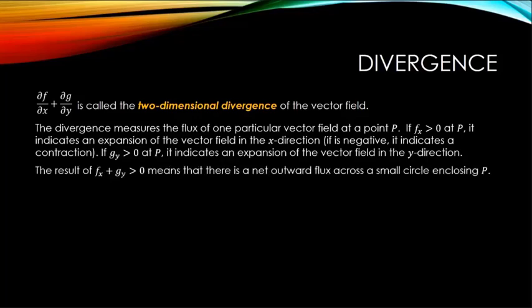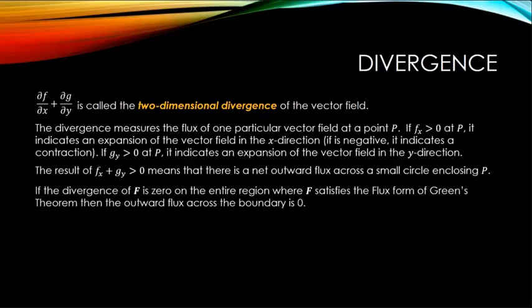The sum of the partial of f with respect to x and the partial of g with respect to y being greater than 0 means that there will be a net outward flux across a small circle enclosing P. Essentially, this says that a positive flux points outward on my region. If the divergence of F is 0 on the entire region, where F satisfies the flux form of Green's theorem, then the outward flux across the boundary is 0. Vector fields with 0 divergence are considered to be source-free.